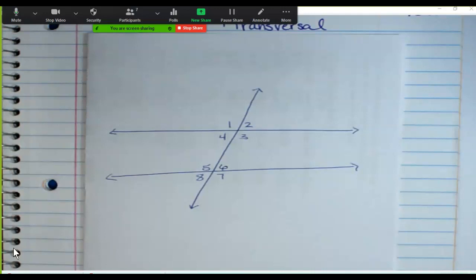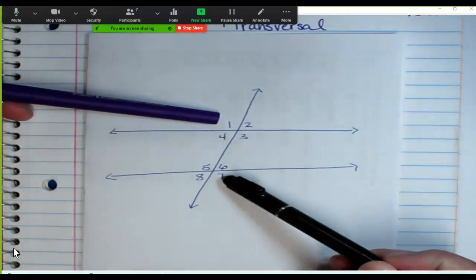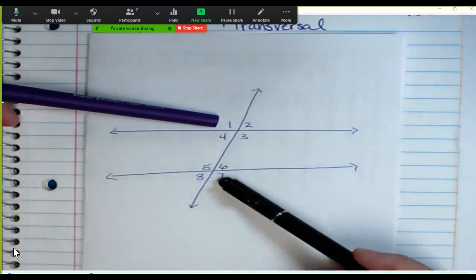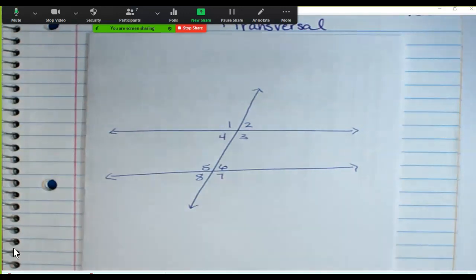Do we agree? Yes. If I look at 1 and 7, they're alternating my transversal, and they're on the outside of my parallel lines. All right, who can name me a set of alternate interior angles? Alternate interior, yes, sir.